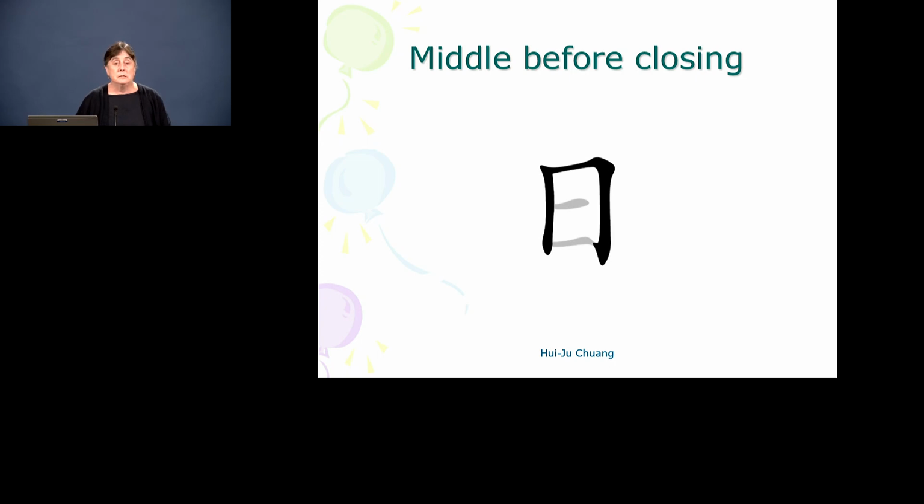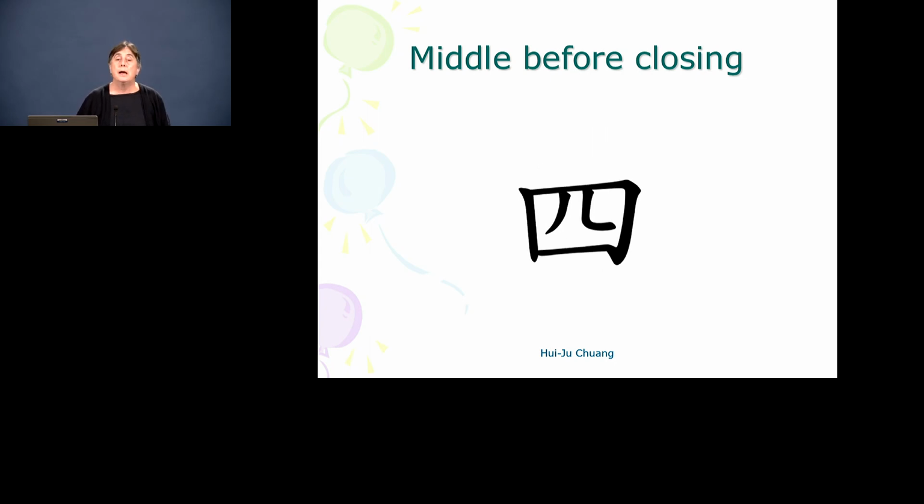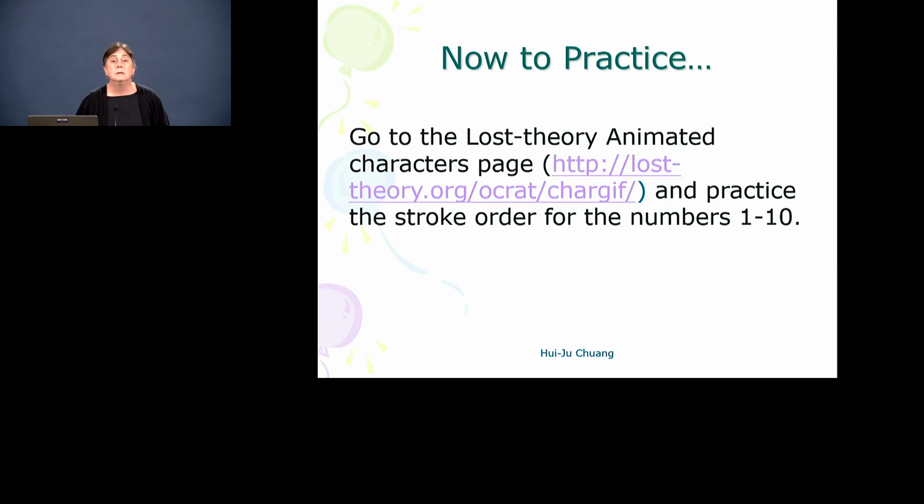Middle before closing. So this is the character, right? We've seen this already, sun. And middle before closing it up. Okay, one more. This is the character sì, four. Middle, and then we close it up. So outside first, that's that rule, outside to inside, but then middle, then you close it up. One more time. Outside, middle, before closing.